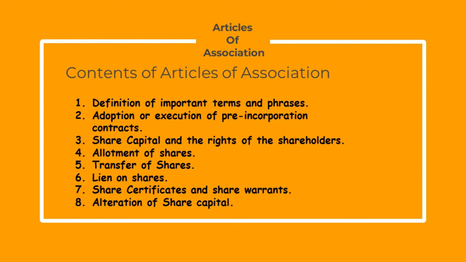If it is not made in good faith and for the benefit of the company as a whole, it is inoperative and without any legal effect. An alteration which is made in good faith and for the benefit of the company as a whole shall be valid and operative even if it is likely to affect adversely the interest of some of the shareholders. Right? So you can alter the articles of association subject to the above provisions.